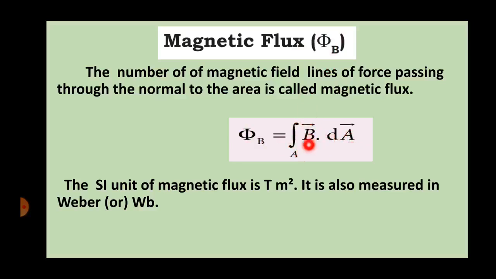B is nothing but the magnetic field. dA is the area element of the conductor. The SI unit of magnetic flux is tesla meter square. It is also measured in weber. Understand students? Okay, now going to the explanation of magnetic flux.